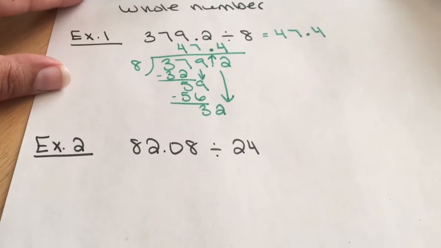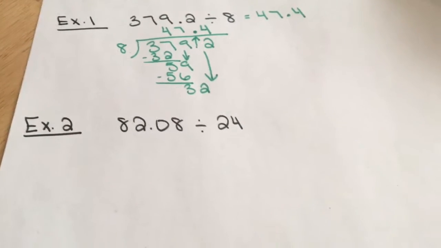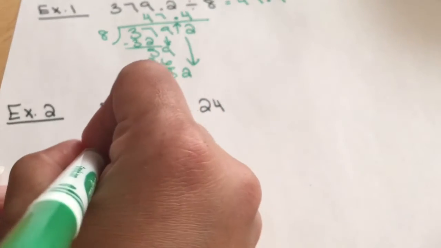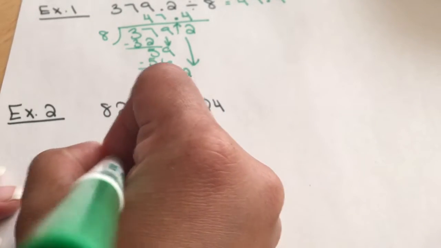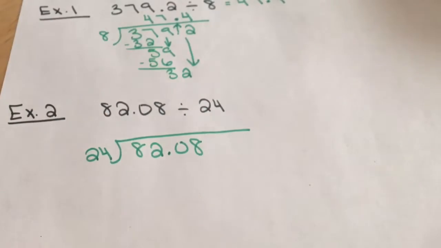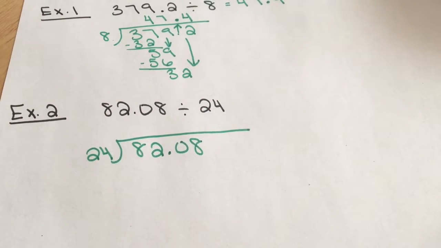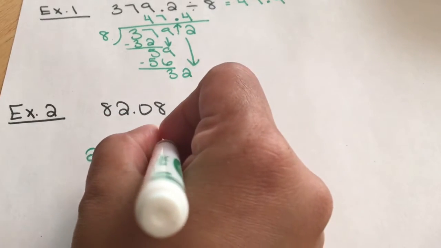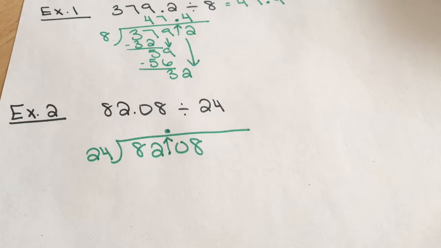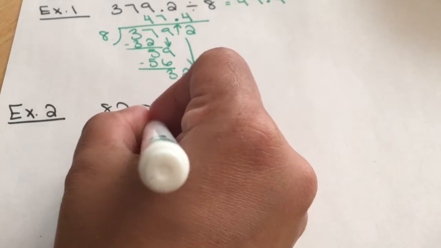All right, let's look at our second example. We have 82.08 divided by 24. So again, we're going to go ahead and rewrite that as a regular long division problem. Going by our steps, our first step is again, place the decimal point directly above the decimal point in the dividend. So here's our decimal point in the dividend, and I'm going to place it directly above it. And then we're going to divide as normal.